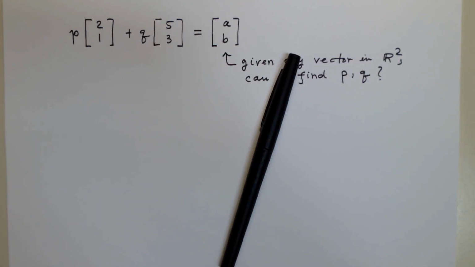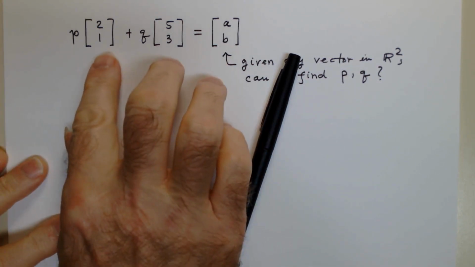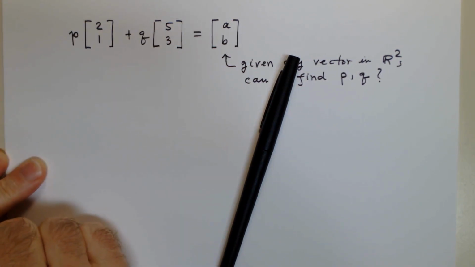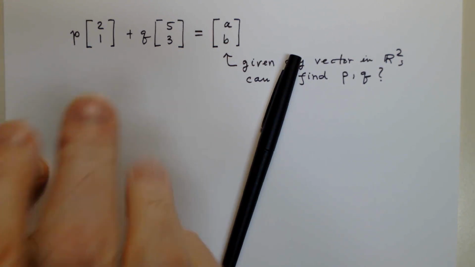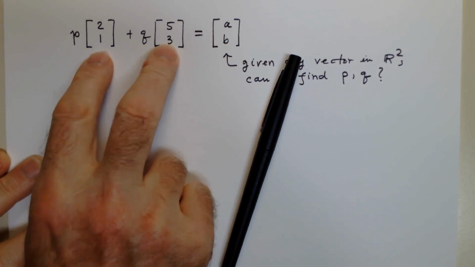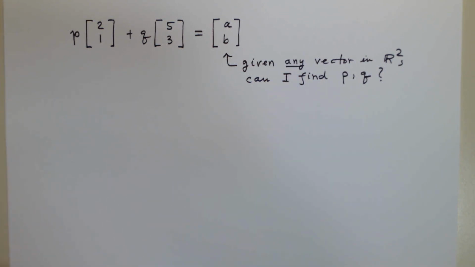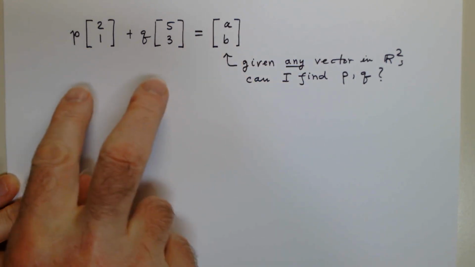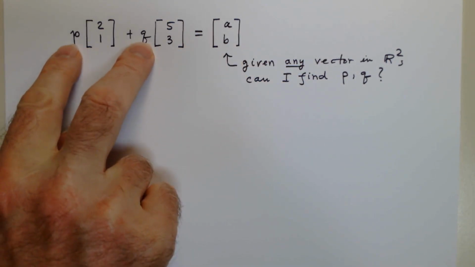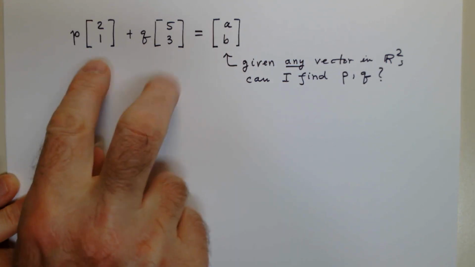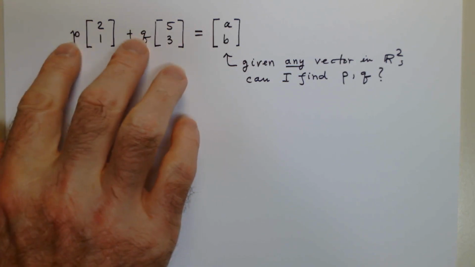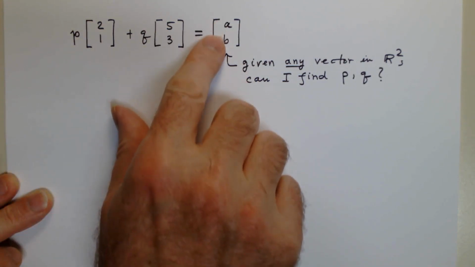All right, welcome back to the document camera. The problem was posed to us in the following way. It says, is the span of these two vectors, (2, 1) and (5, 3), all of R2? Can I span the entirety of the plane just using these two vectors? Now, one way of thinking about that is that if we're given a generic vector in R2, let's say with components a and b, is there a choice of p and q that will get me to that vector? Can I take these scalings of the vectors (2, 1) and (5, 3) and choose a p and q that will get me to this vector (a, b)?